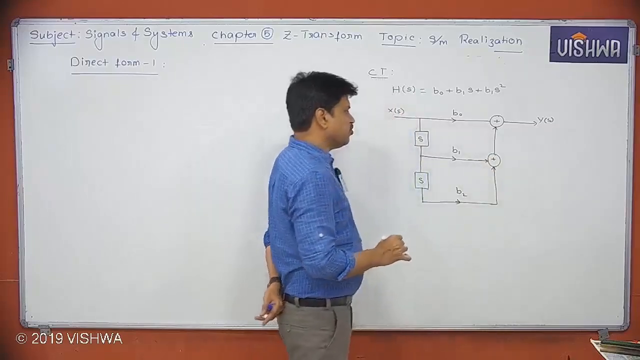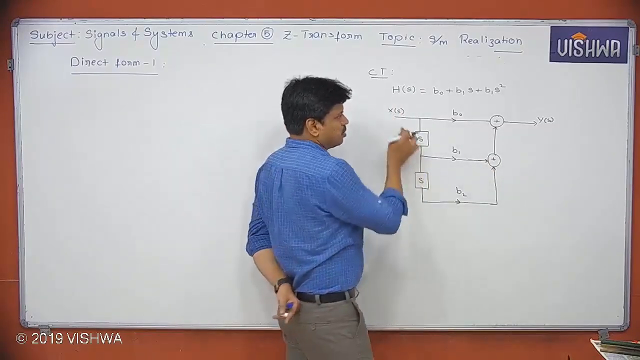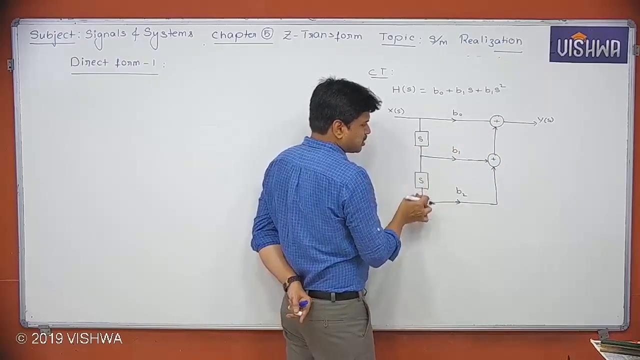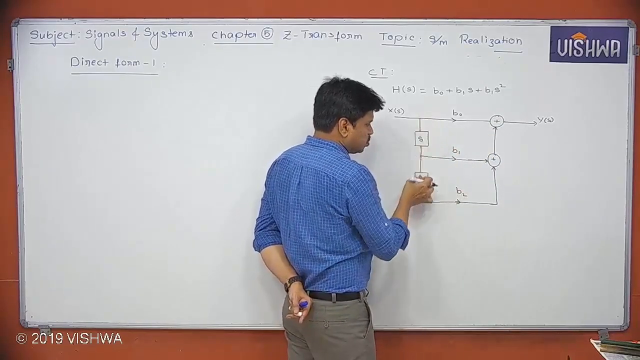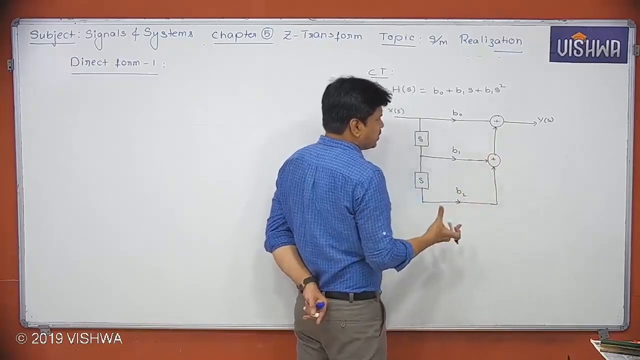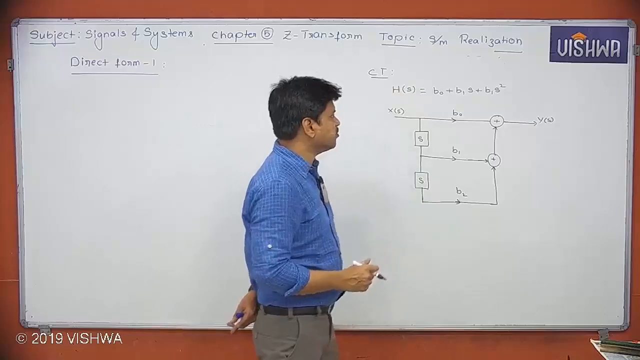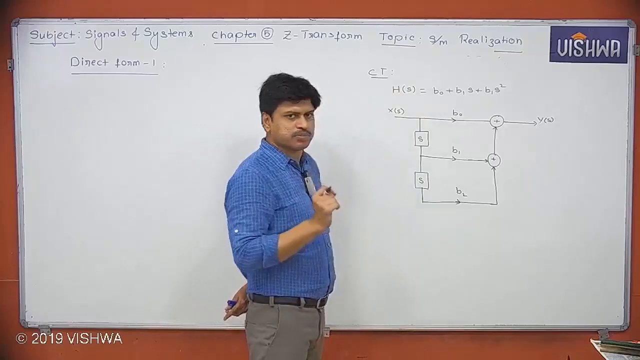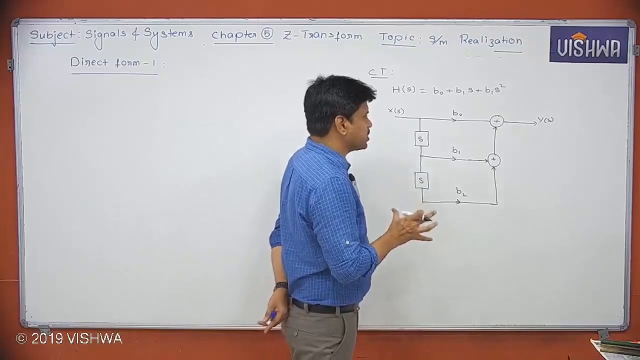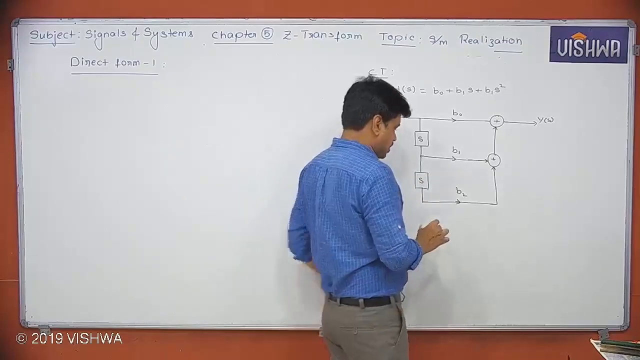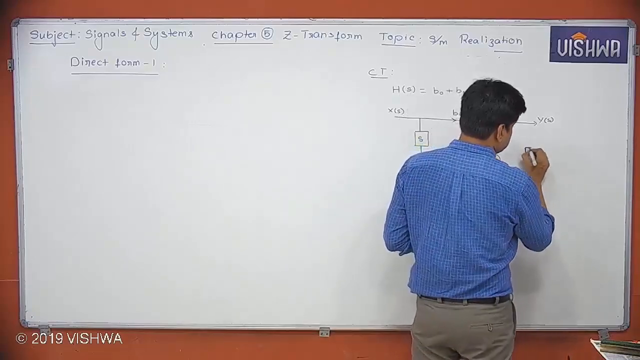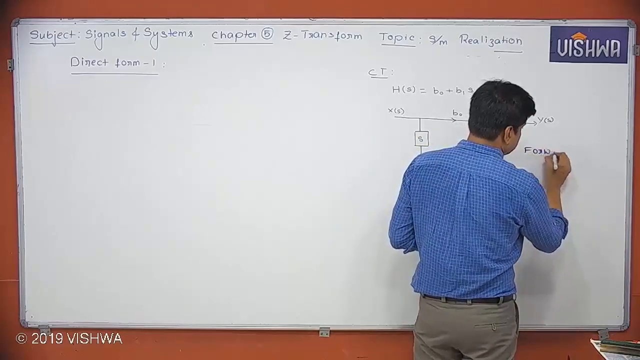If you observe carefully, b0 plus b1 s plus b2 into s squared is going to create a transfer function in the form b0 plus b1 s plus b2 s squared. I hope you understand. This block is called the forward block.